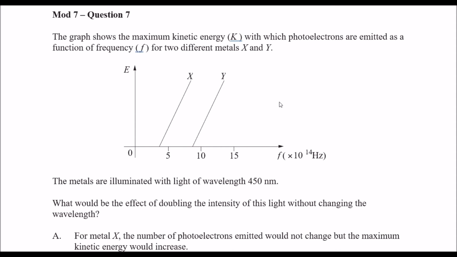Okay, we move to question 7. The graph shows the maximum kinetic energy of the photoelectrons emitted for X and Y. It also says that the metals are illuminated with light with a wavelength of 450 nanometers. Now, just for our sake, it asks what would the effect of doubling intensity be? Intensity is related to the number of photons, so we're going to increase the number of photons. But let's firstly see, will it affect X and Y, or will it affect only one?